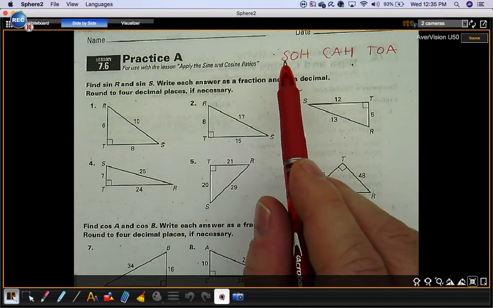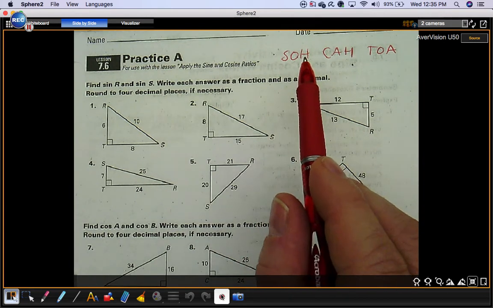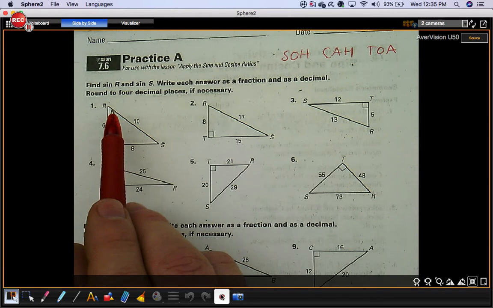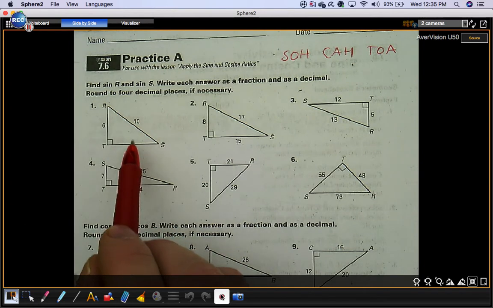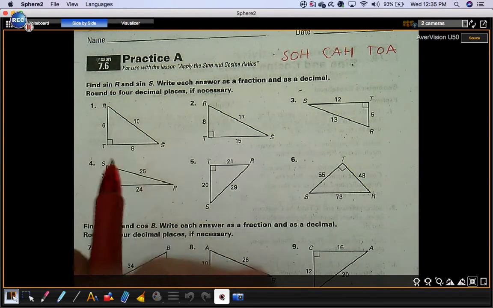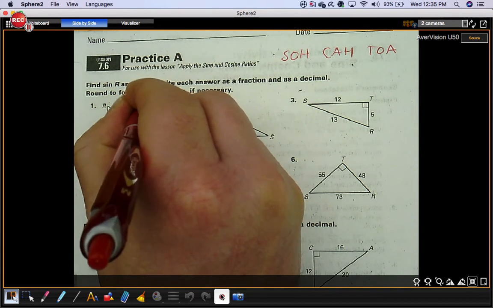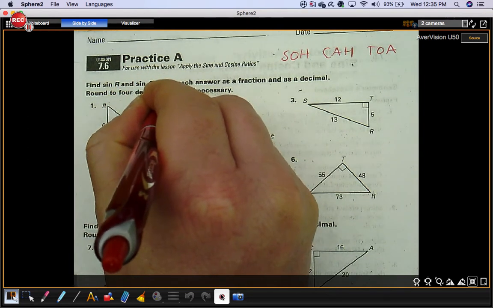SOHCAHTOA tells you that sine is the opposite over the hypotenuse. So if you're looking at angle R, the opposite leg is 8 and the hypotenuse is 10. So sine of angle R is 8 over 10.